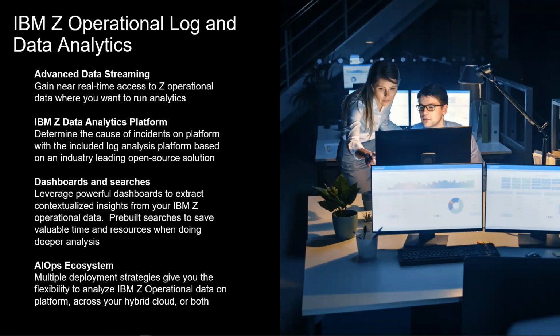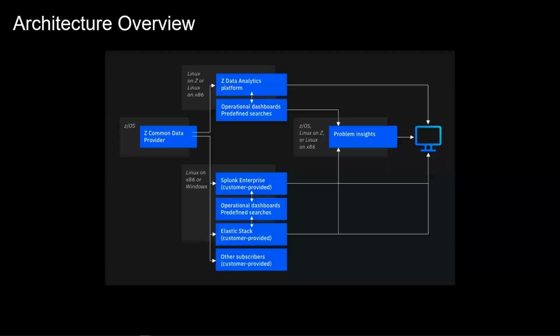Let's dive into some of these key capabilities in a little bit more detail and start with the architecture view of where some of these pieces sit and where they run. So there's a couple of key components. On the left is our core, the Z Common Data Provider. As I mentioned, this is what's driving and providing all of the data that we need. It provides a wide variety of SMF and log data and makes that data available to one or more analytics platforms. So it could be the Z Data Analytics platform that's running on Linux on Z or x86 Linux.